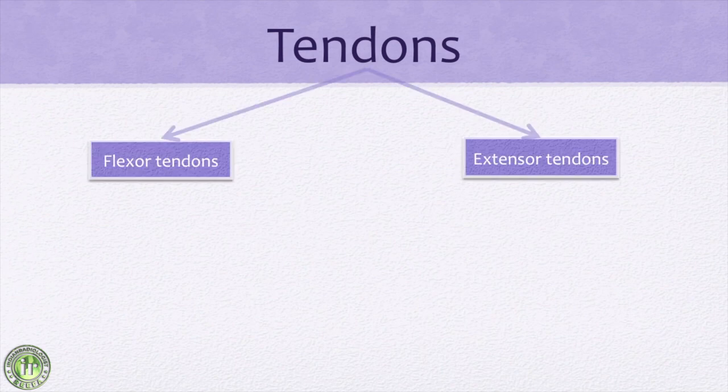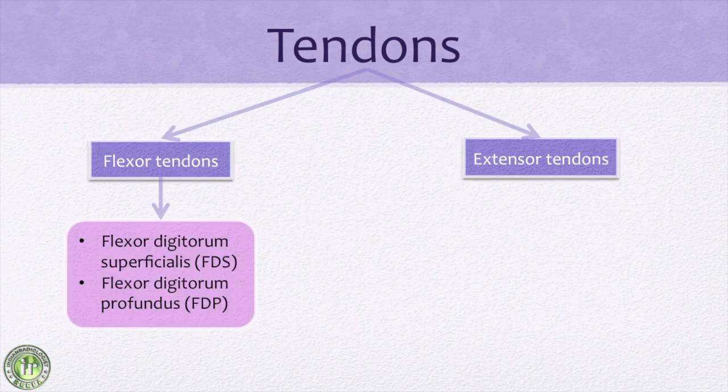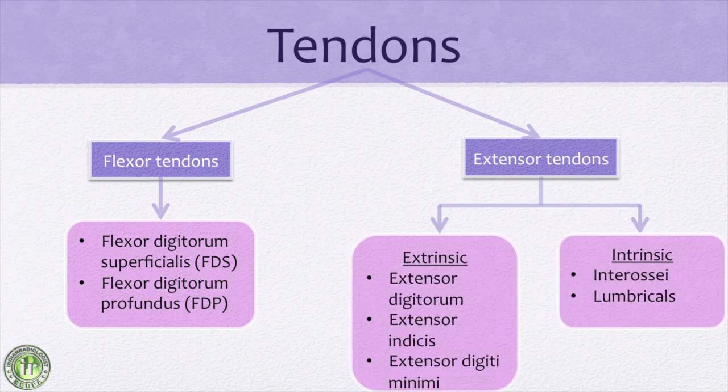In the tendons, you have flexor tendons and extensor tendons. Now there are two flexor tendons. The superficial one is the flexor digitorum superficialis, and then the deeper one is the flexor digitorum profundus. Whereas in the extensor tendons, you have something called as extrinsic tendon, which arise in the forearm or outside the hand and insert onto the fingers. Whereas intrinsic tendons are those which arise within the hand and insert onto the fingers. So the extrinsic tendons are extensor digitorum, extensor indicis, extensor digiti minimi. Whereas the intrinsic tendons are interossei and the lumbricals.